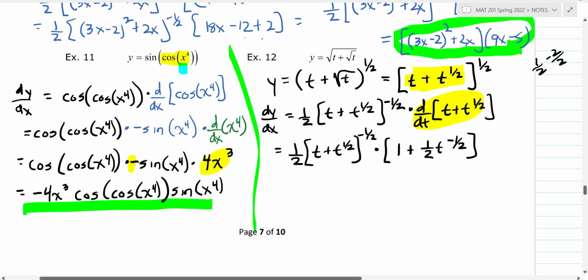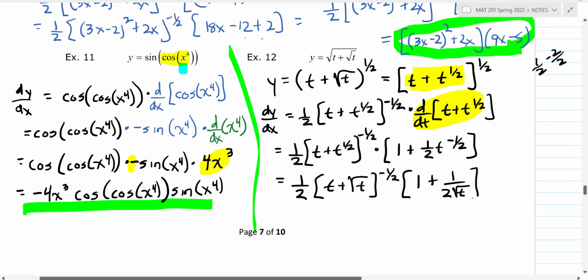You could change everything back to a radical. That's probably a wise thing to do. So I'm going to write this as 1/2 t plus the square root of t all to the negative 1/2 power. And then inside the parentheses, I'll write this as 1 plus 1 over 2 root t, like that. And you could leave the answer that way. You could also bring this negative exponent down the bottom.